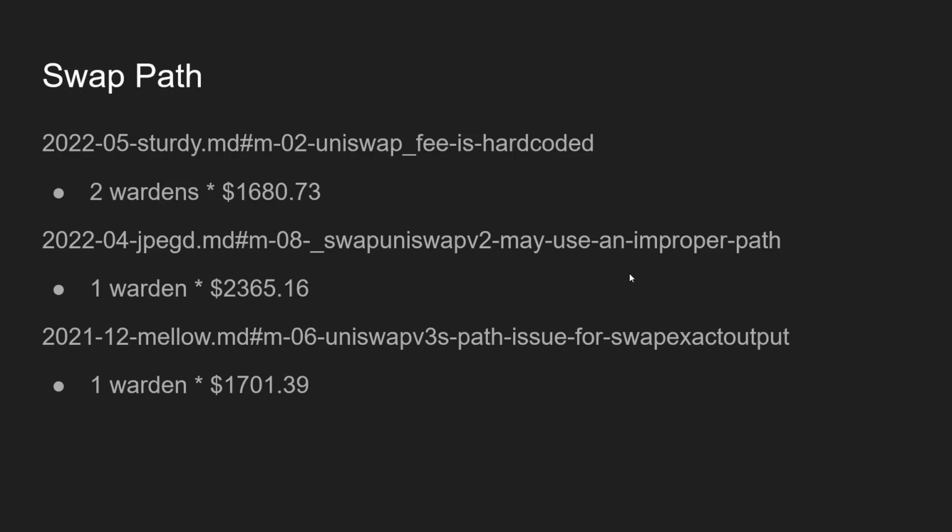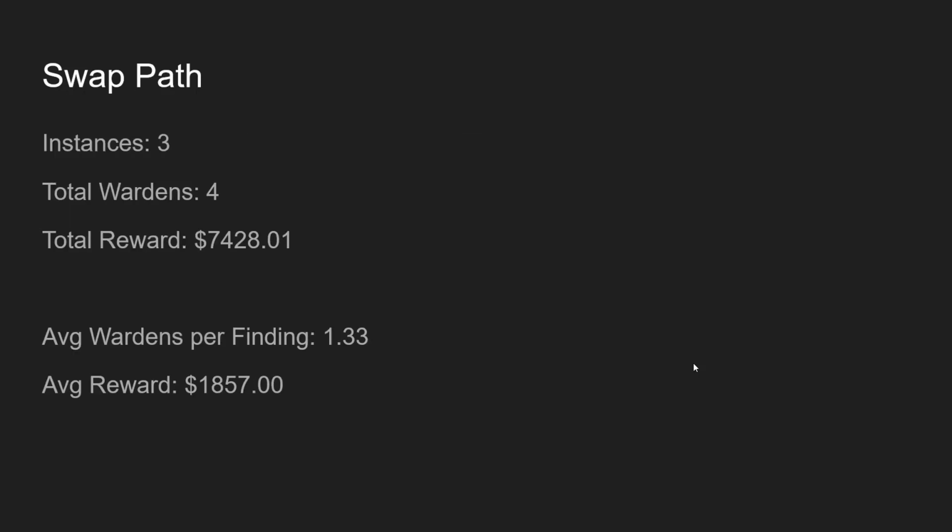This issue of not having a customizable swap path has been identified 3 times in past audit contests. The third one was actually a code base that was trying to implement that custom swap path, but there was a bug in the code that was trying to implement it. The average reward for the swap path issue is 1.8k, which is pretty high for a bug that isn't that hard to spot if you know this pattern and you are looking for it.